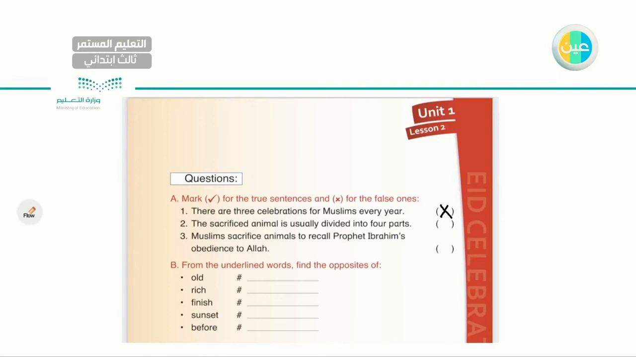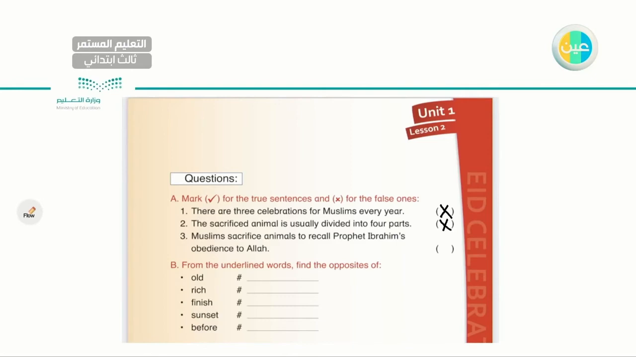Number 2. The sacrificed animals is usually divided into 4 parts. So after we slaughter a camel, a cow, a sheep, we divide them into 4 parts. Do you think this is true? No, actually it's not correct because we divide it into 3 parts. Give one to relatives, neighbors, one to the poor, and one for ourselves. So it's not correct. Very good.